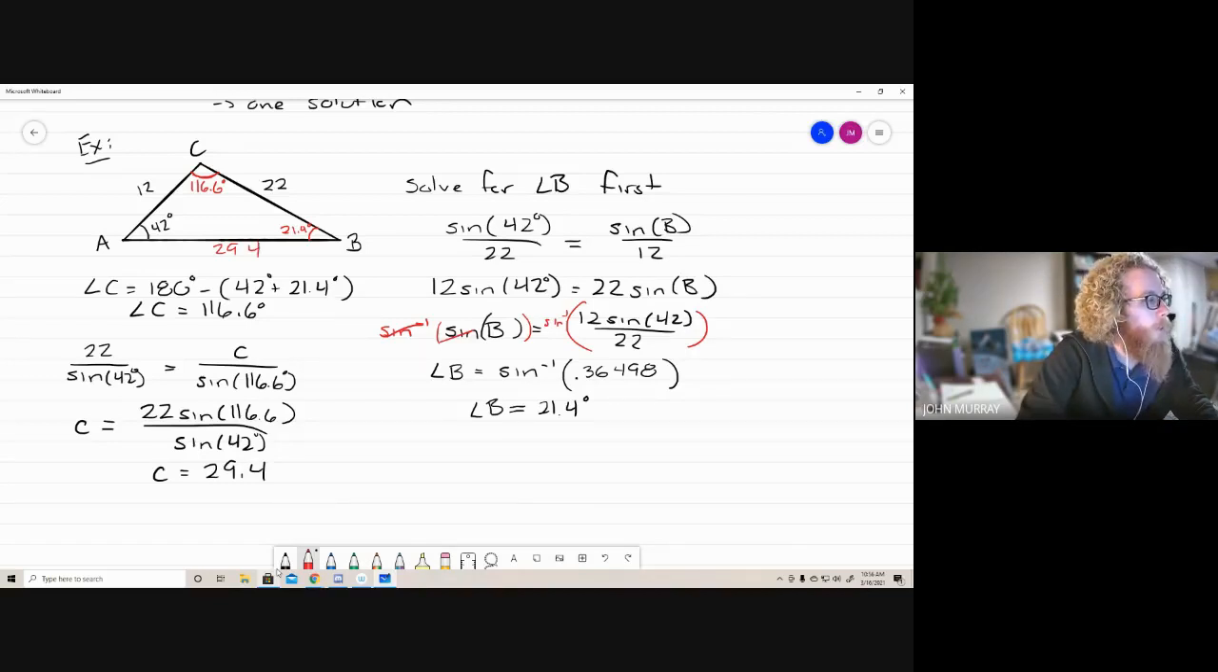Right. And looking at our angles and sides, angle C is the greatest by far, and side C is the largest side there. Okay, and then 21.4 is the smallest angle, so side B, 12, is your smallest side. All right. Any questions there?